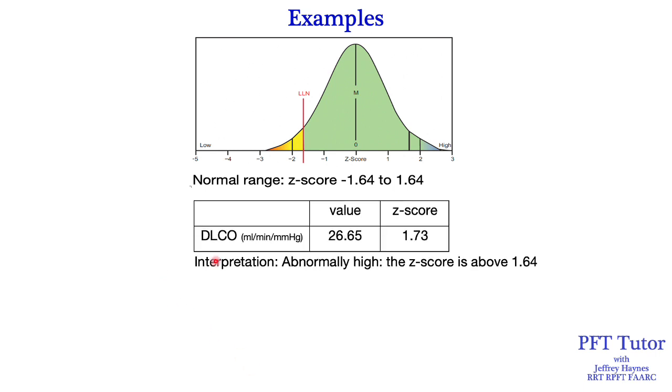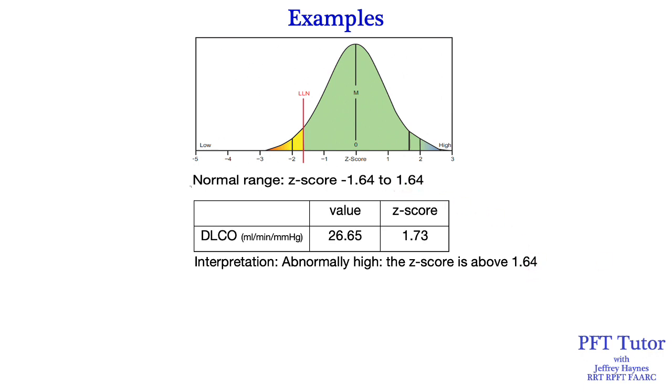In this example, we have a DLCO of 26.65 mLs per minute per millimeter of mercury. The z-score is plus 1.73. So this is above our upper limit of normal of plus 1.64 right here. So this would be interpreted as abnormally high DLCO because the z-score is above plus 1.64.